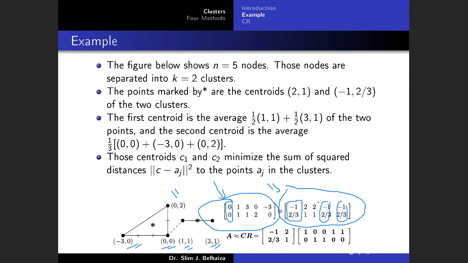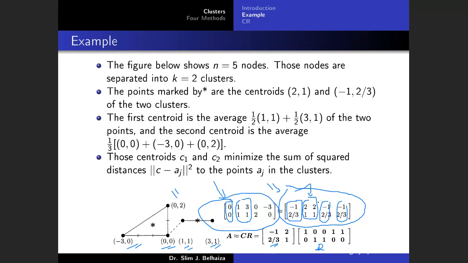Now, what about 1, 1 and 3, 1? They were substituted by the centroids of their corresponding cluster. Okay? And this now could be written simply as -1, 2/3, 2, 1 multiplied by 1, 0, 0, 1, 0, 1, 1, 1, 1, 0, 0. So here you see how the columns of R have been obtained.